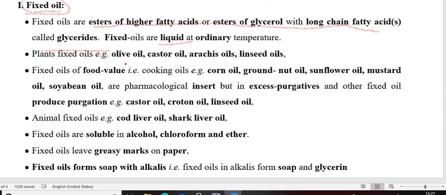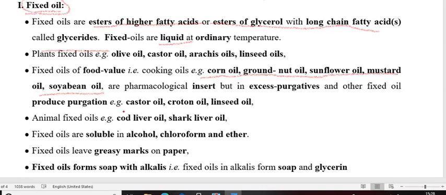These are all plant origin fixed oils, and the fixed oils that we use for cooking purposes are corn oil, groundnut oil, sunflower oil, mustard oil, and soybean oil. These are all fixed oils, meaning they are non-volatile at room temperature and usually inert.